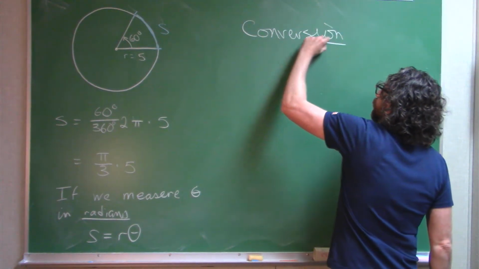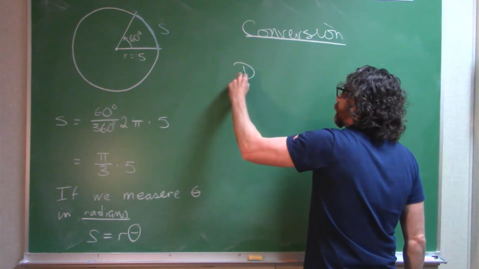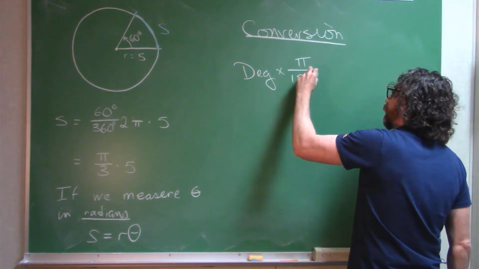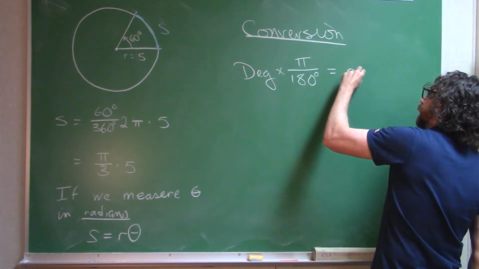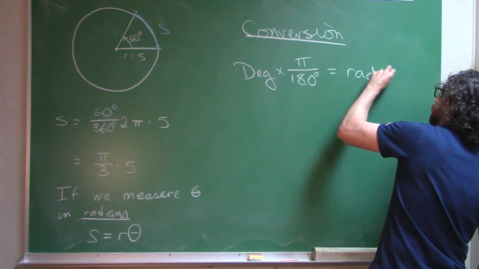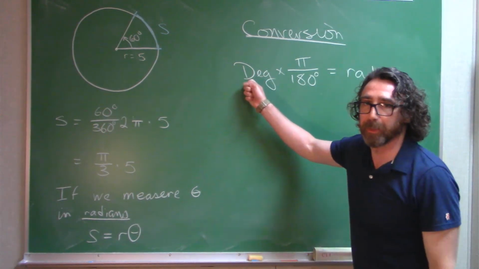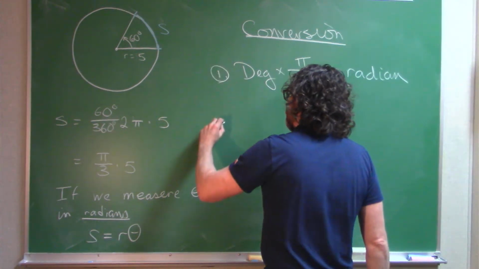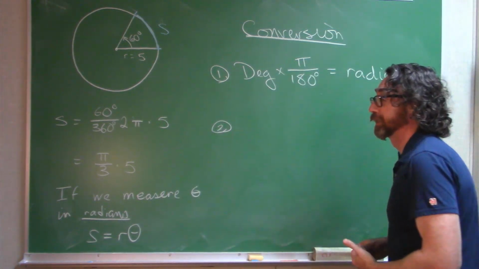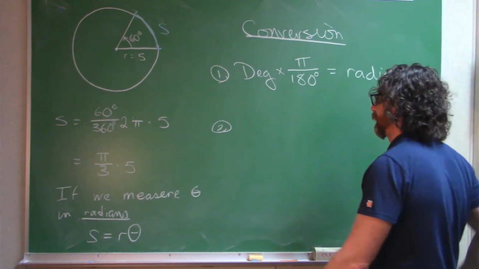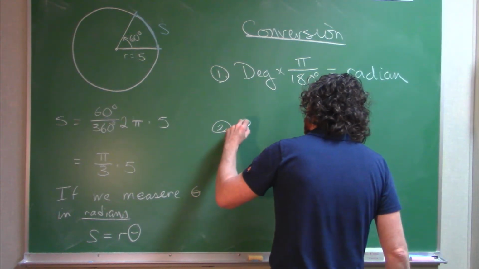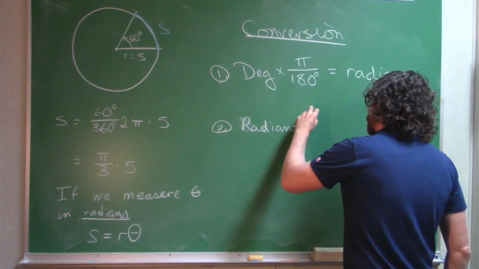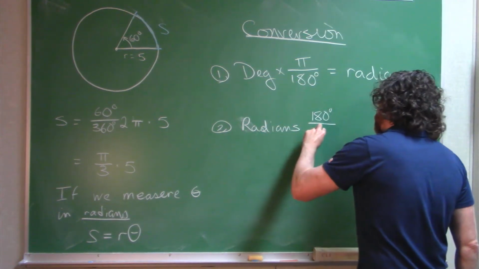Here's the quick conversion formula. If you take your degree measure, multiply by pi, and divide by 180, that gets you your radian measure. Conversely, if you have an angle measured in radians and want to go back to degrees, you multiply by 180 and then divide by pi.